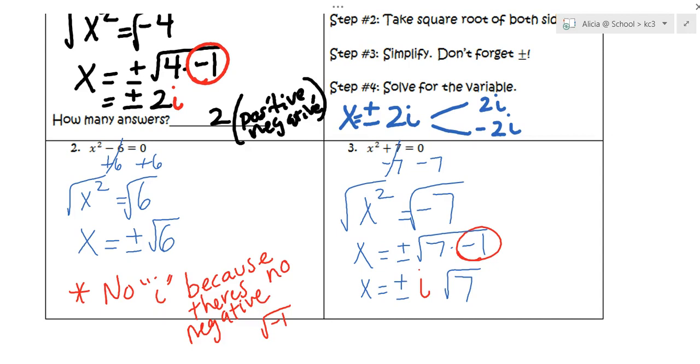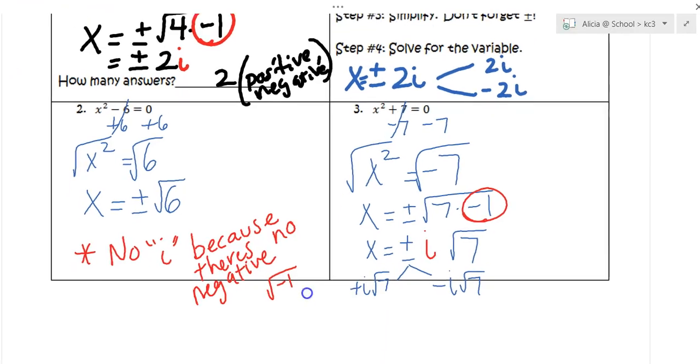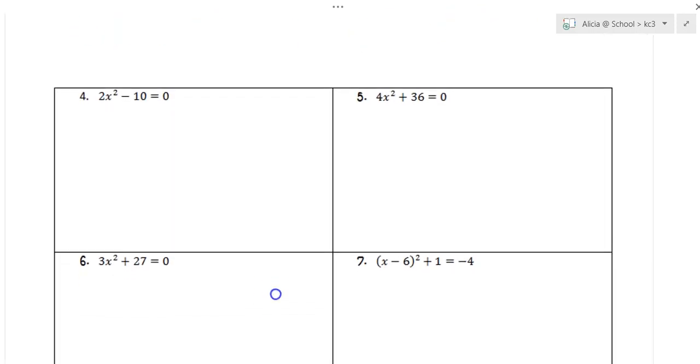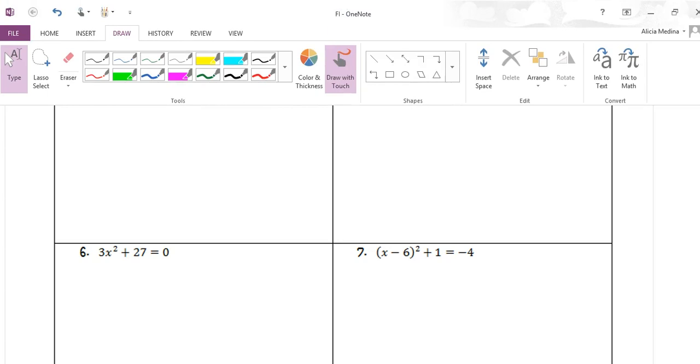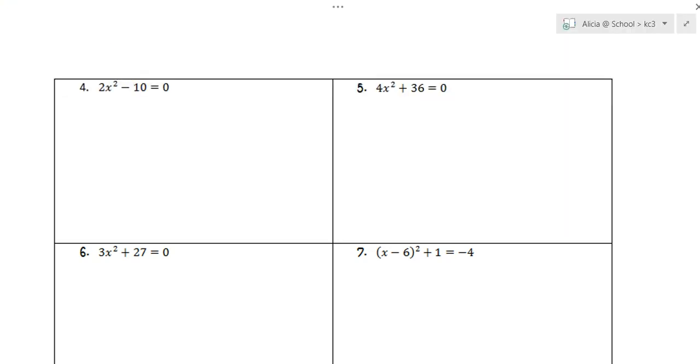So what we would see here, that plus or minus sign will give us that positive i square root of 7 and that negative i square root of 7. So always remember that there are those two answers. Sometimes you don't see them right away, or you see that plus minus sign. So all that means is that you have those two answers, two solutions. You should always have two. All right, so next is number 4.